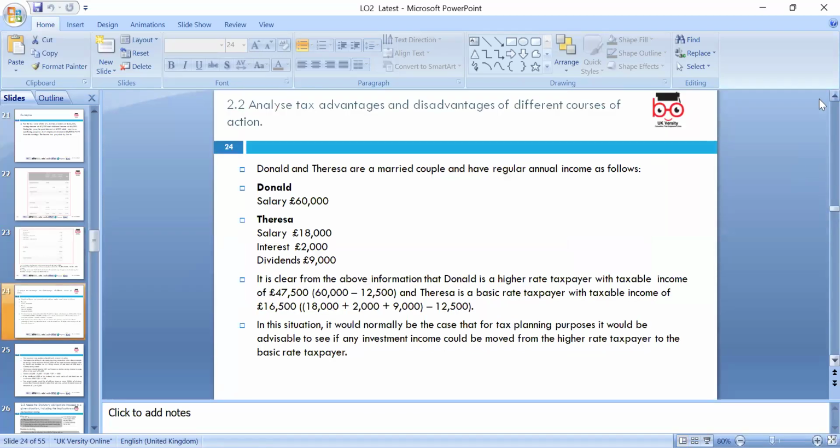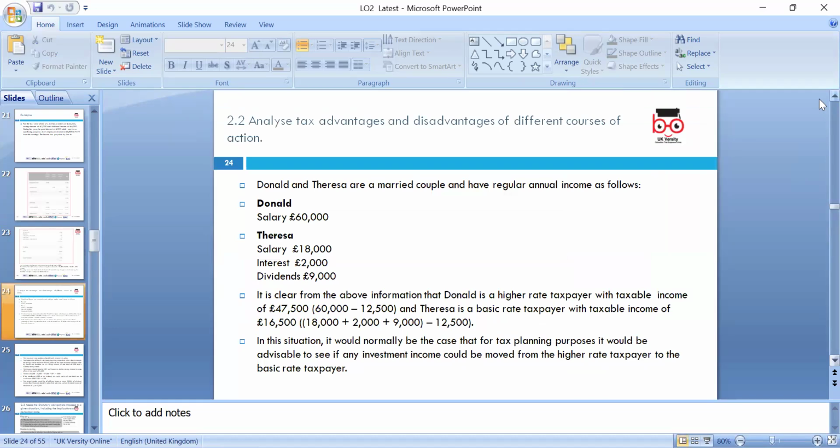Let's look at this scenario, which is 2.2, apply the tax advantage and disadvantage of different courses of action. We have Donald and Teresa, a married couple. The income of Teresa is 18,000, Donald is 60,000. Interest is 2,000, dividend is 9,000. In that case, Donald clearly has the higher income, of course, husband higher than wife. If we take out 12 and a half, the remaining income is 47,500.